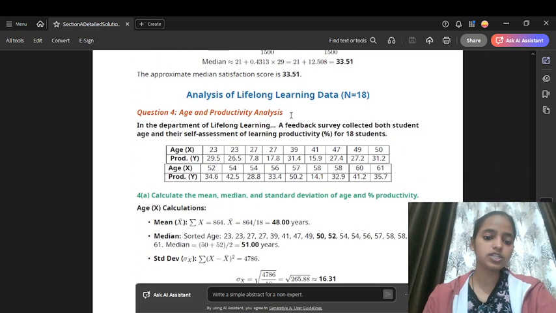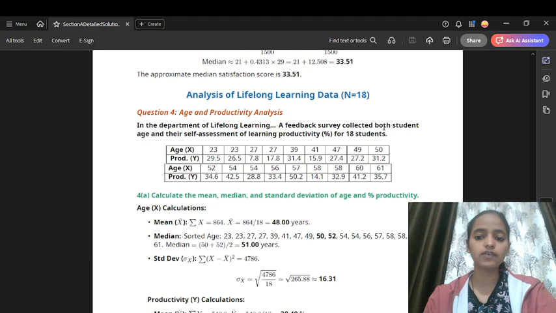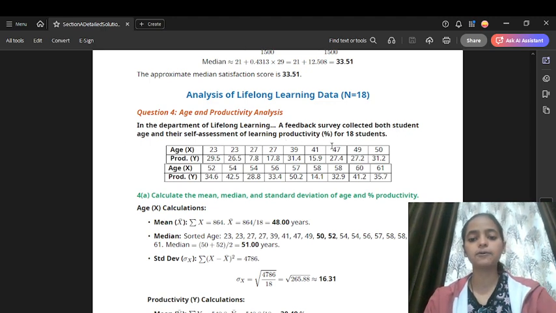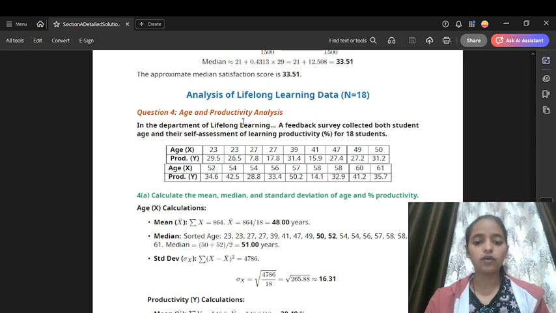Analysis of lifelong learning data with n equal to 18. Now we have a question. In the Department of Lifelong Learning, a feedback survey collected both students' age and their self-assessment of learning productivity percent for 18 students. Now we have this table, and according to this table we have to solve the questions.